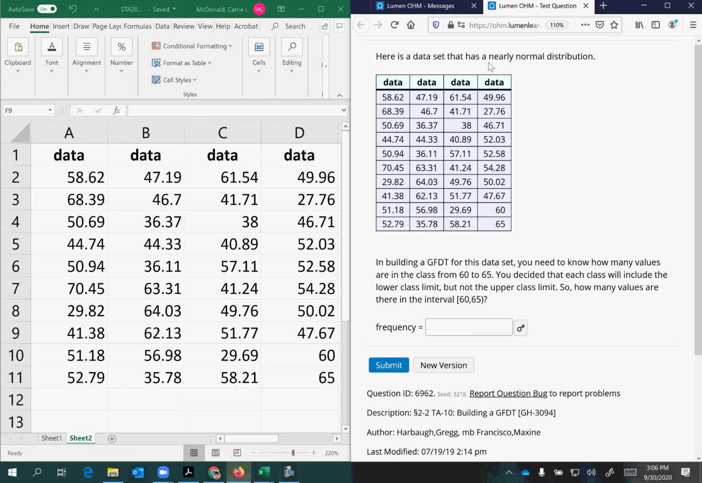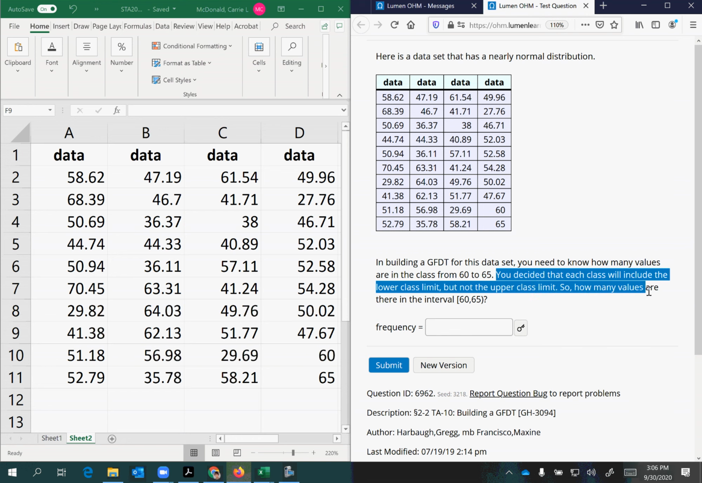Here is a dataset that has a nearly normal distribution. In building a grouped frequency distribution table, that's what GFDT stands for, in building a GFDT for this dataset, you need to know how many values are in the class from 60 to 65. You decide that each class will include the lower class limit, but not the upper class limit.